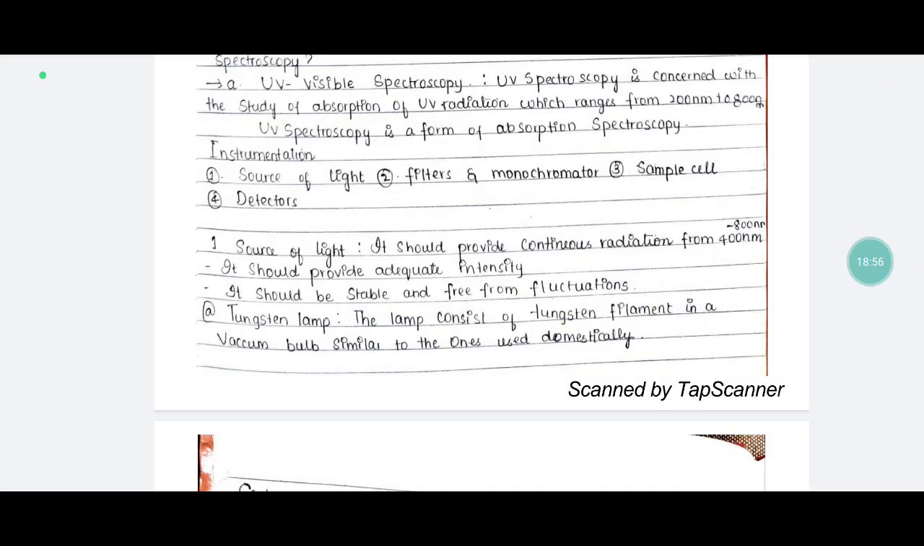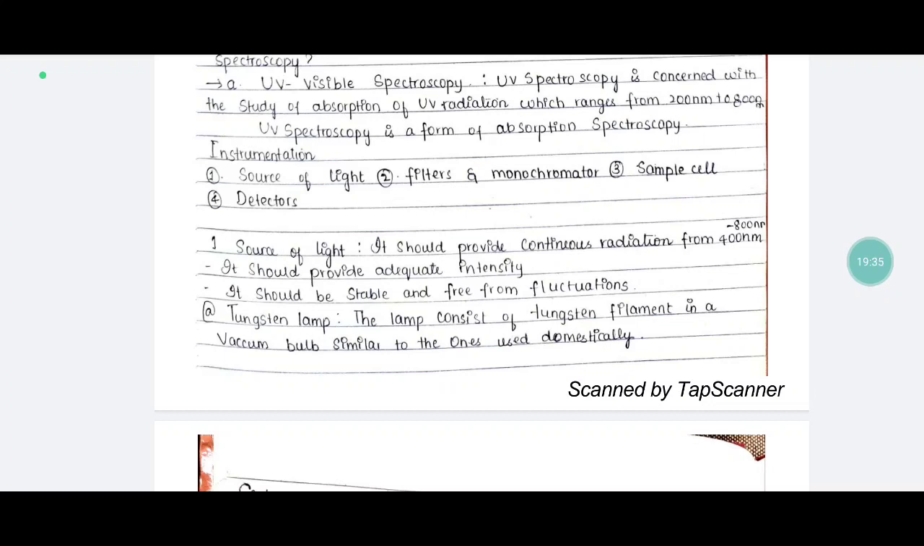So the A answer, UV visible spectroscopy. UV spectroscopy is concerned with the study of absorption of UV radiation, which ranges from 200 nanometers to 800 nanometers. So UV spectroscopy is a form of absorption spectroscopy. Moving to the next, the instrumentation for UV visible spectroscopy: source of light, filters and monochromators, sample cell, and lastly detectors. So the source of light, in that a tungsten lamp.